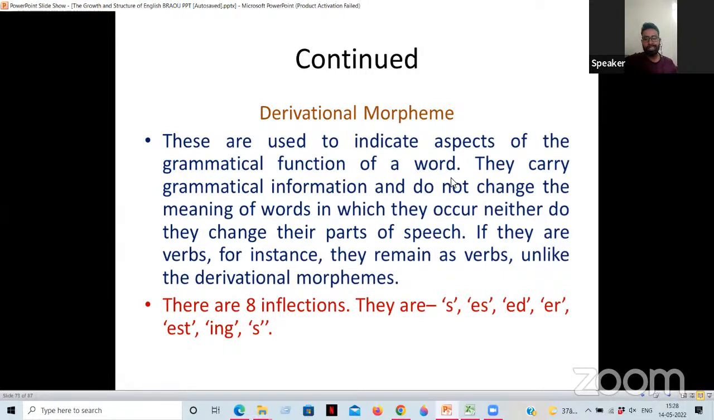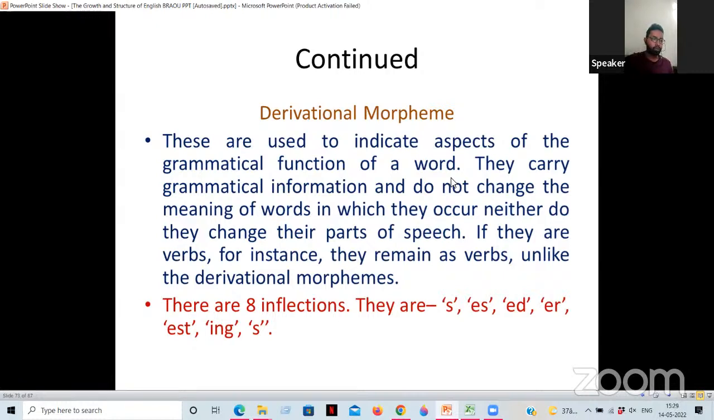Another one is ED. To make the past tense or past form of a verb, we simply use ED, as I have earlier mentioned, in words like enjoyed, stopped, wanted. Sometimes to show the degrees of one form to another, we use ER, that is good, better, and best. The next one is EST, which we use for degrees. The next one is ING, for continuous verbs, like coming, going, eating.